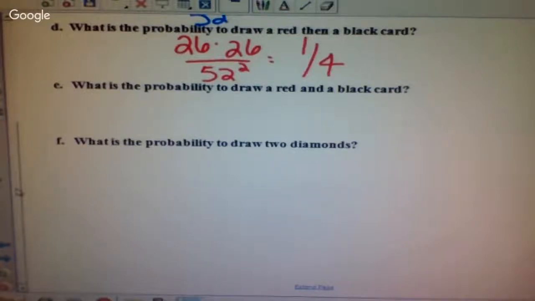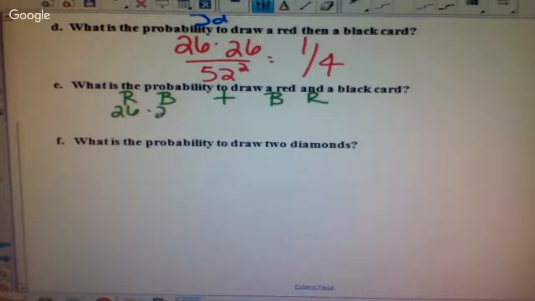No matter what order. It doesn't matter what order when I put the word "and" there. So when you do this, you need to do red, then black, or black, then red. You need to take both orders into consideration in this one when it says "and," because it doesn't tell you the order that it needs to go in. So your red, then black.